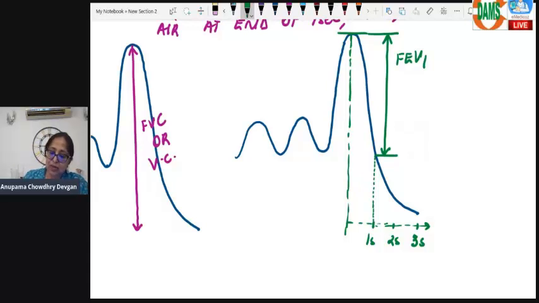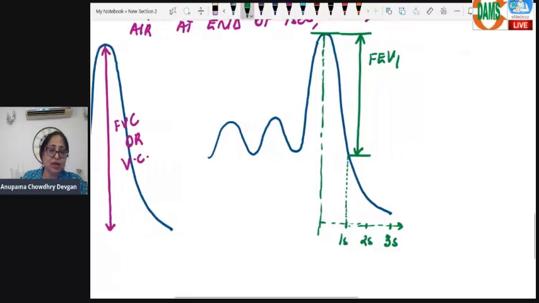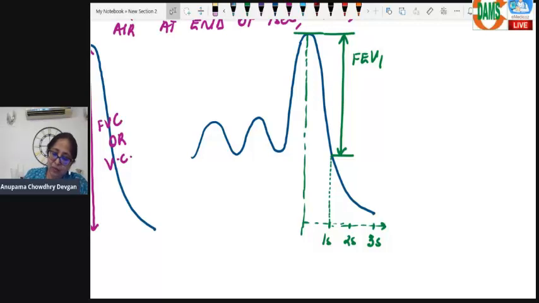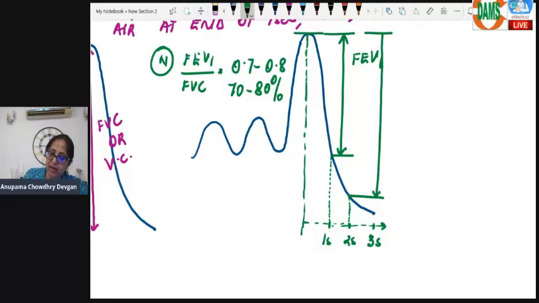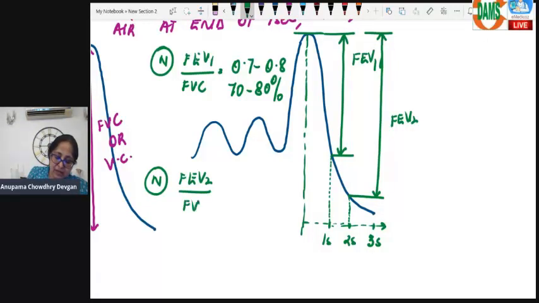Normally we express FEV1 as a ratio of the total vital capacity. A normal FEV1 by FVC ratio is 0.7 to 0.8, which is 70 to 80%. If I want to know FEV2, I will extrapolate this 2 seconds to meet the graph. This is the volume of air expired at the end of 2 seconds. A normal FEV2 by FVC ratio is 0.9 or 90%.